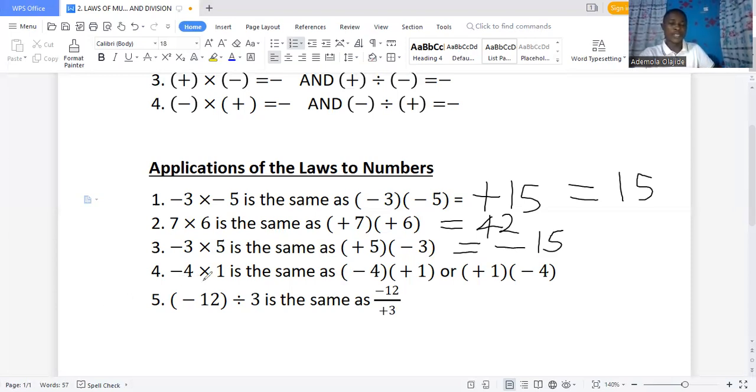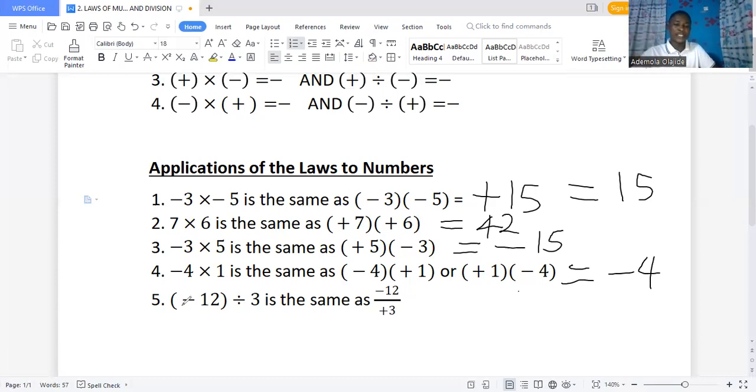This one, minus 4 times 1. It's still minus times plus, which is the same thing as plus 1 times minus 4. It's still the same thing. That law is what we call the commutative law. Whether you say 3 plus 4 or you say 4 plus 3, if you reorder it, it will still maintain the same answer. So that is what we call the commutative law. So here we have plus 1 times minus 4. Plus times minus is minus, and 1 times 4 is 4. So it will be minus 4, negative 4.